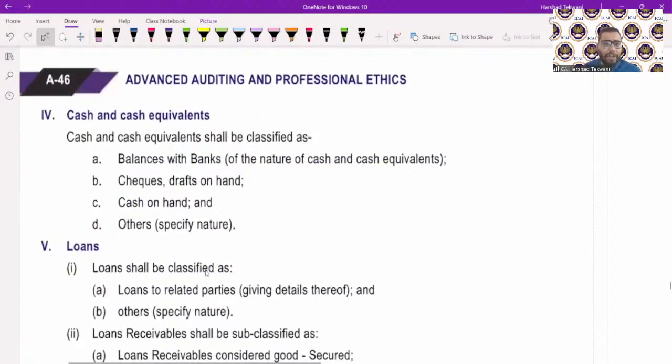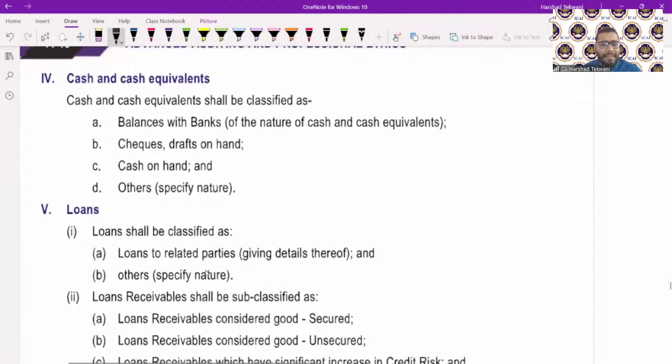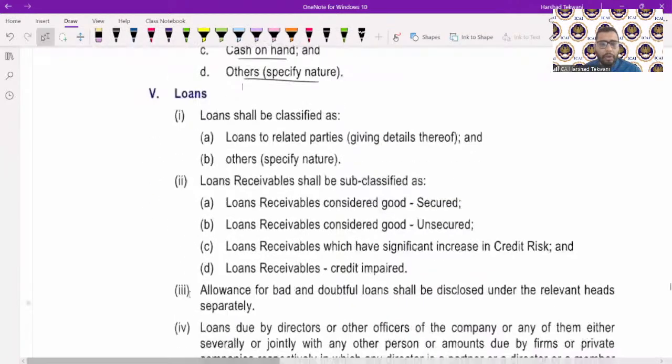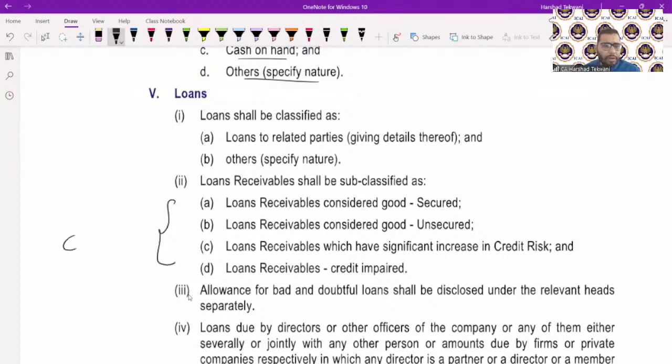Cash and cash equivalent: balances with bank, cheques or drafts on hand, cash on hand, and others. Same. Loans, similar to what we saw earlier, no difference. This is the classification for the loans. Remember, the classification in division 1 was secured good, unsecured good, and doubtful. Here in division 2, whenever we talk about classification, there will be four things: secured, unsecured, significant increase in credit risk, and credit impaired.